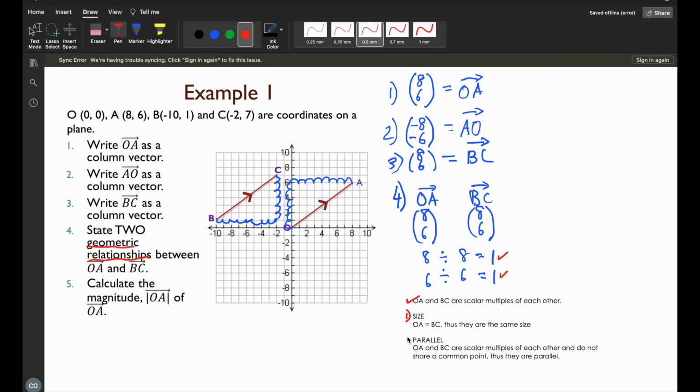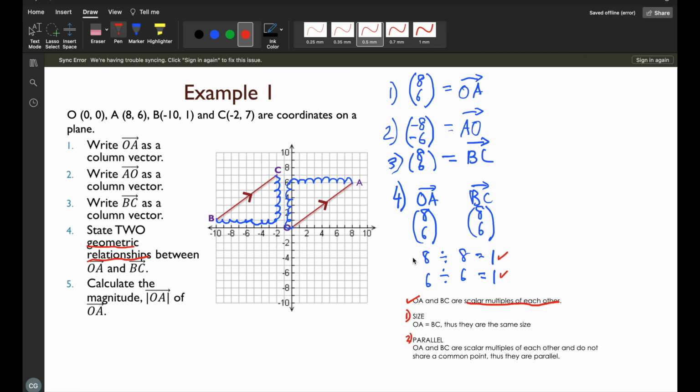Now the second thing that we look at, because they are scalar multiples of each other, is that they can also be parallel. If you look at it, OA and BC are scalar multiples of each other and do not share a common point. Thus, they are parallel. If they shared a common point, they would have been collinear, but they do not share a common point. So look at this. OA is different to BC. They are two different points. That's why they are parallel. Okay, so as it relates to size, when we compare that, we notice the size and so forth.